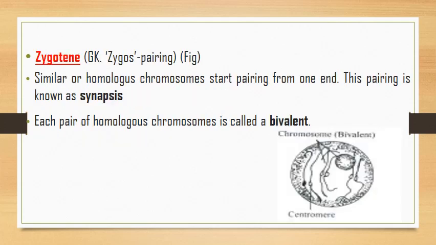Zygotene, zygo means pairing. So similar or homologous chromosomes start pairing from one end. This pairing is known as synapsis. Each pair of homologous chromosomes is called a bivalent. याद रखिएगा क्वेश्चन आता है सिनेप्सिस किसमें होगी जाइगोटीन में.